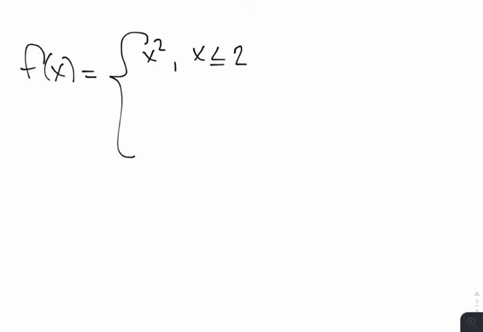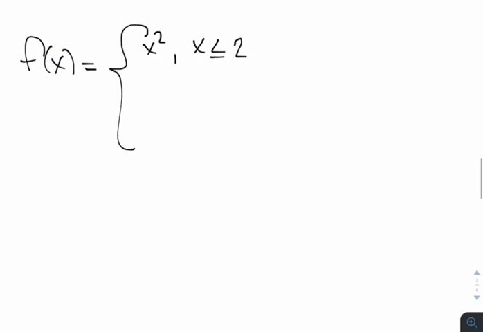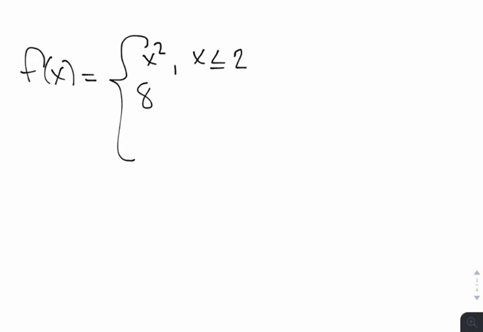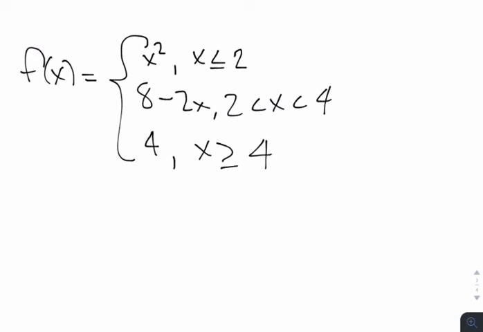Then we have 8 minus 2x as 2 is less than x, which is less than 4. Then we have 4, in which x is greater than or equal to 4. So how do we do that one?